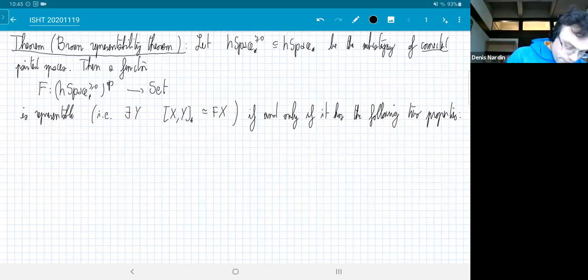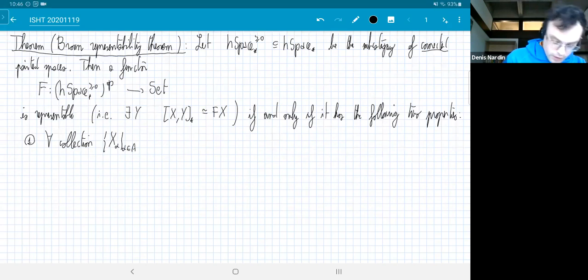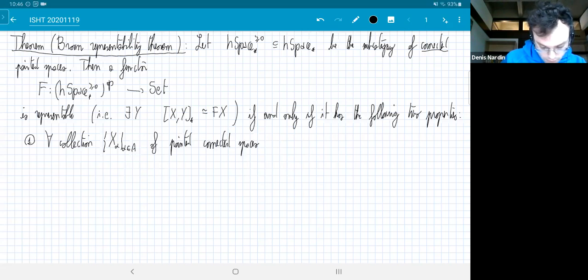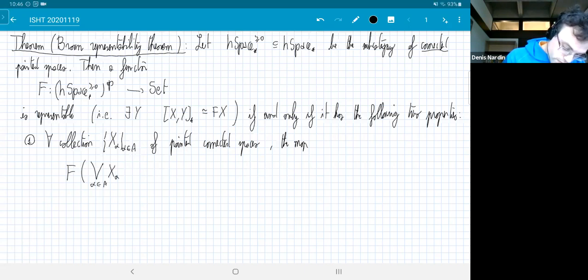One, for any collection X_alpha of pointed connected spaces, the map F from the wedge to the product is a bijection.